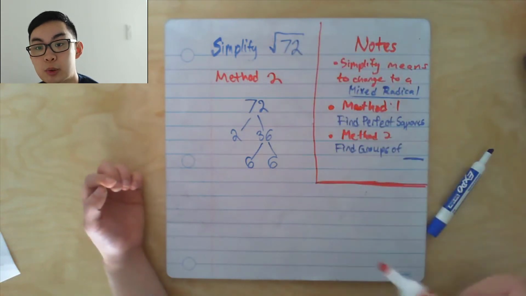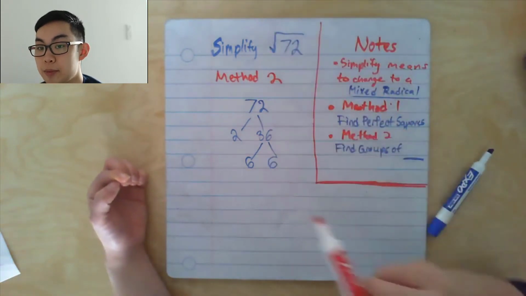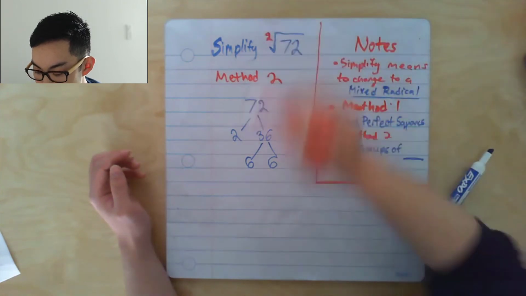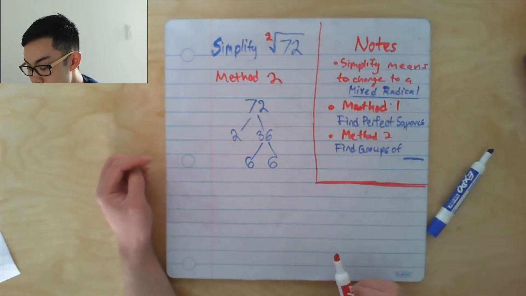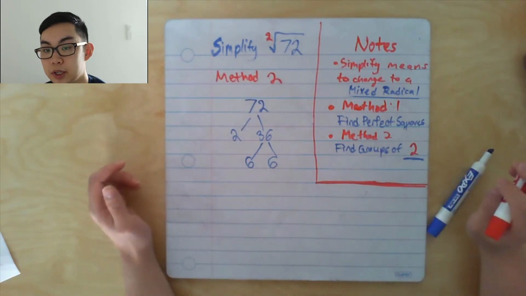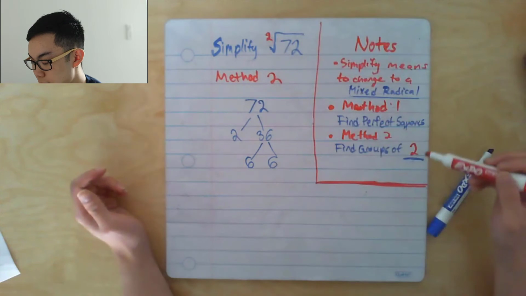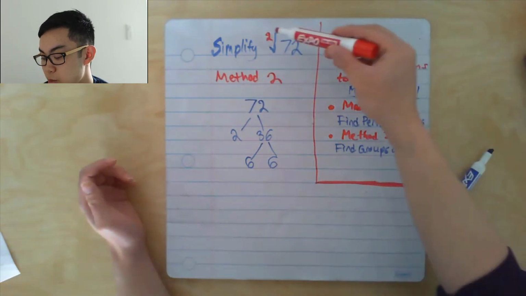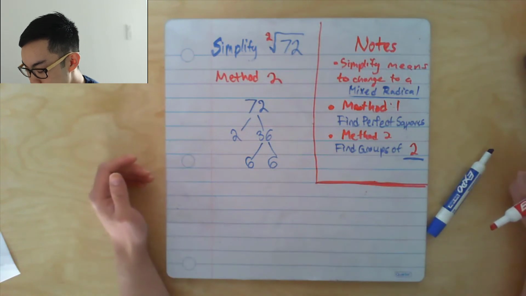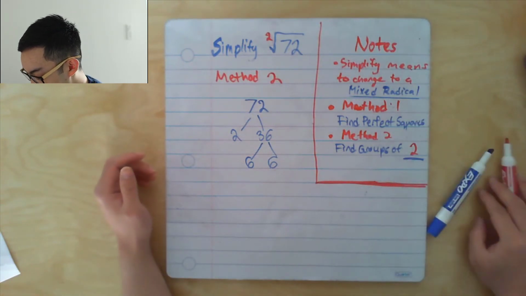Here we're looking for a square root. There's no number there, and when there's no number, we know that's just a square root, so the index is 2. And so, because this is 2, we're looking for groups of 2. Okay? If this was a cube root, we'd be looking for groups of 3. If this was a fourth root, we'd be looking for groups of 4, and so on and so forth. So, in this case, we're looking for groups of 2.